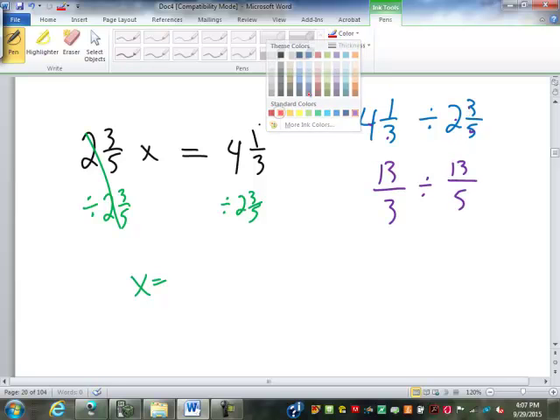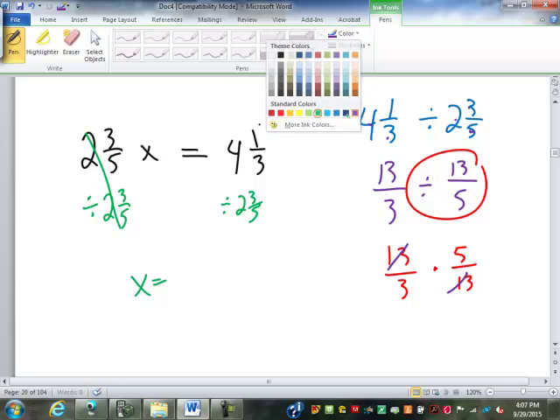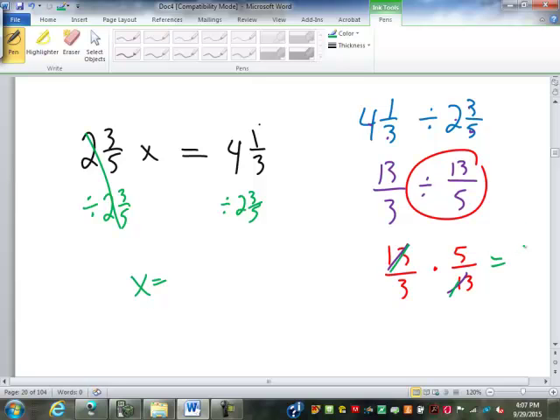And then, so, perfect. We're dividing by 13/5. We're going to change it to times 5/13. And of course, the 13ths will cross cancel, leaving us with 5/3, or 1 2/3.